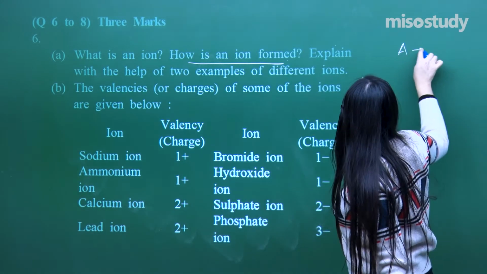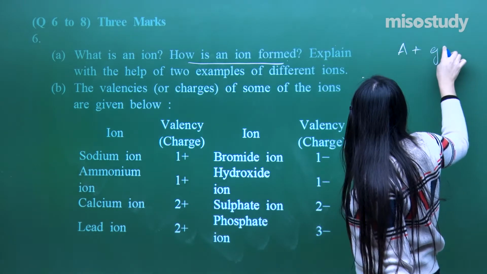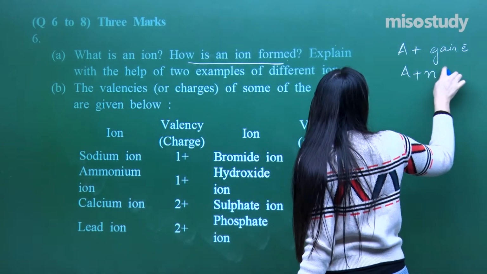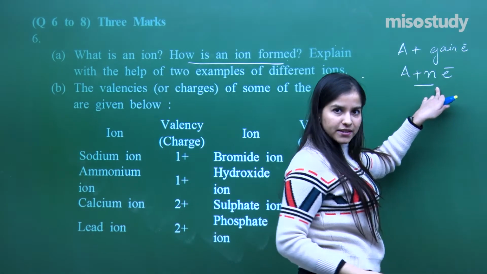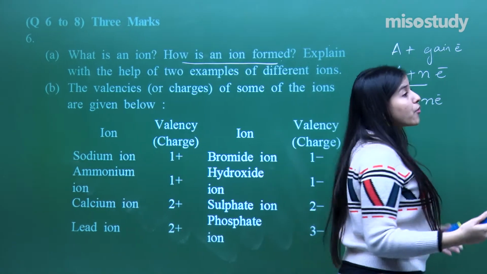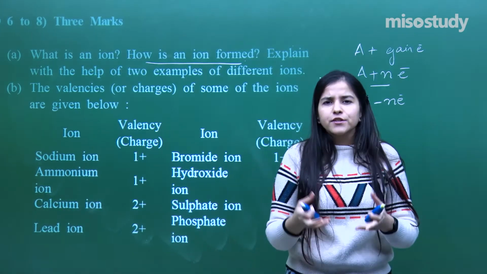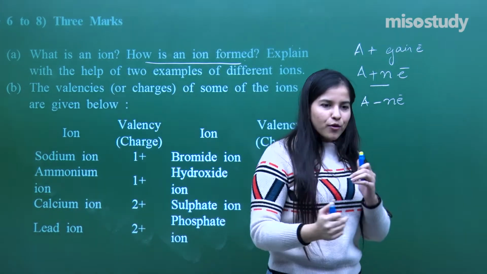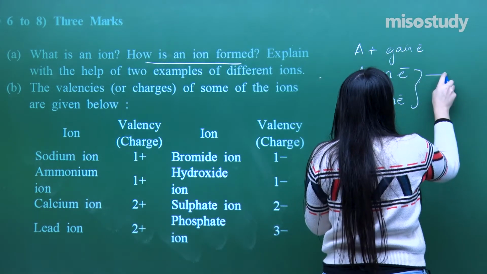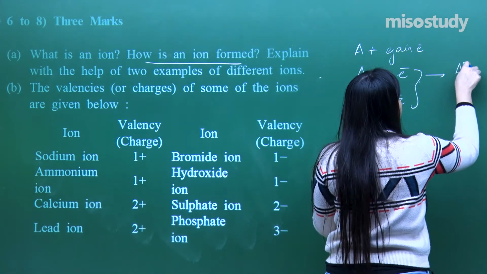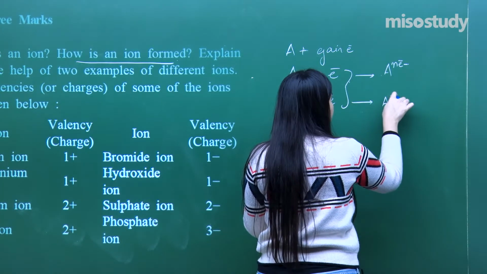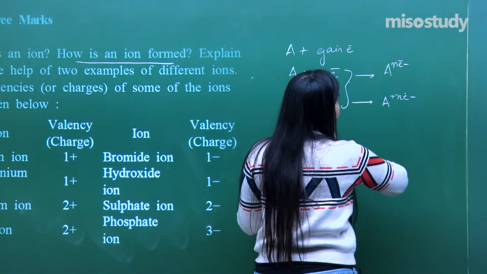Whenever a species gains electrons, and I am not very sure how many electrons will be gained, that is why I am writing n electrons. Or the species can lose electrons as well, depending upon how they have to complete their octets or duplets. So depending upon their valency, an ion is formed. If I gain electrons, I get a negative charge. If I lose, I get a positive charge developed on the atom, right?